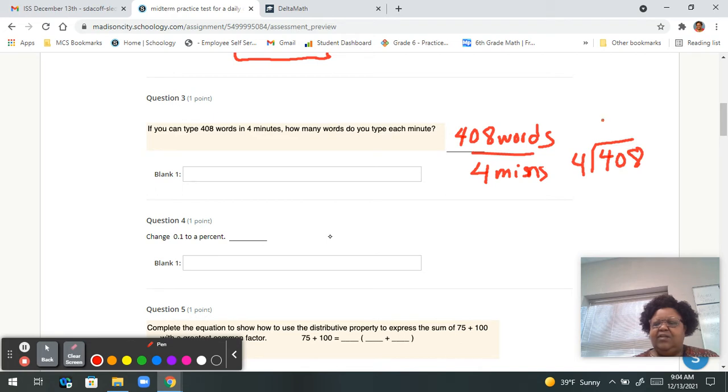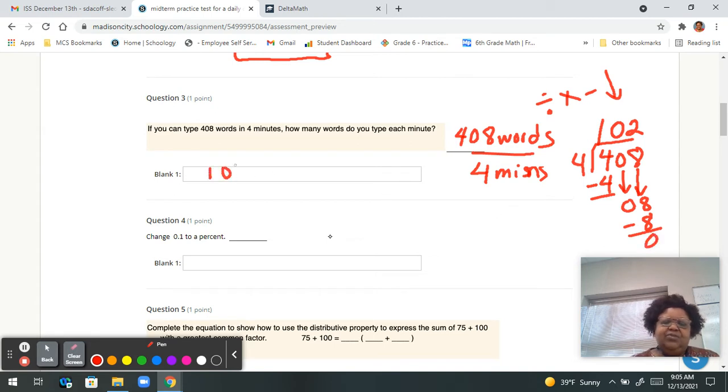4 goes into 4 one time. Remember, we do divide, multiply, subtract, bring down. So 4 times 1 is 4. Here's my subtract. 4 minus 4 is 0. Bring down my 0. 4 goes into 0, 0 times. Multiply 4 times 0. We don't have to worry about that one when it's a 0. And then bring down the 8. 4 goes into 8 twice. 2 times 4 is 8. Subtract, and that's 0. So we have 102 words in 1 minute.